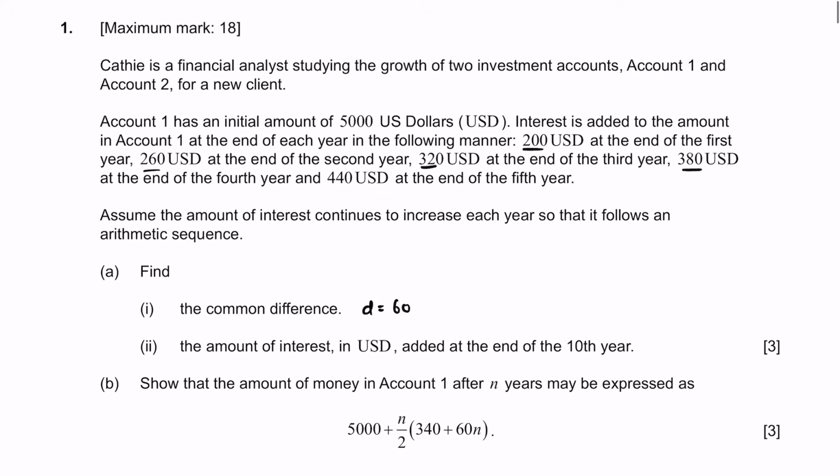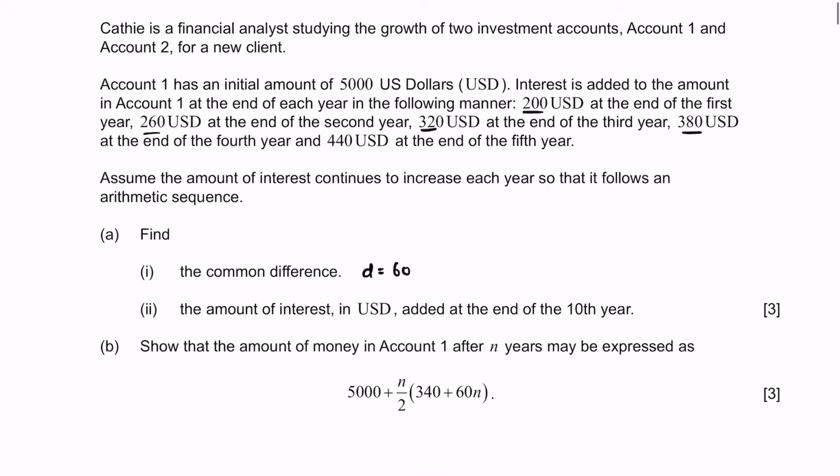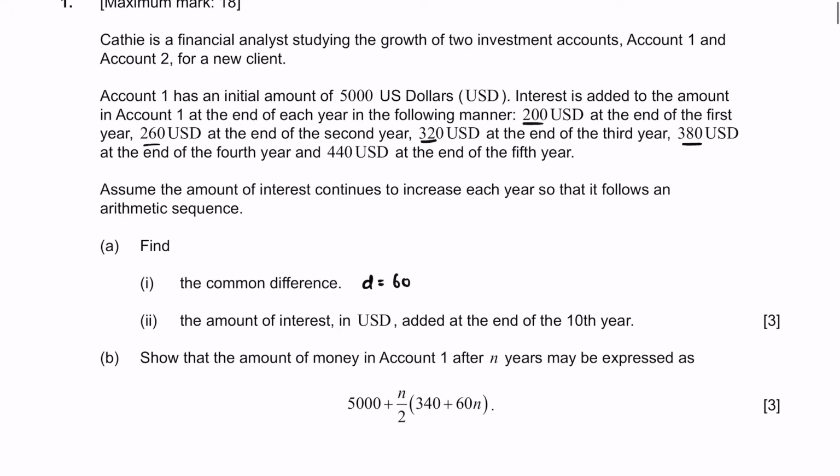All right. Part 2: find the amount of interest in USD added at the end of the 10th year. So we have this arithmetic sequence already. I suppose we could just look at first, second, third, fourth, fifth, and then just keep adding 60 until we get to the 10th. And that would certainly work. But I think it might be a little more concrete, and give us a little more assurance, if we write out the general term of an arithmetic sequence.